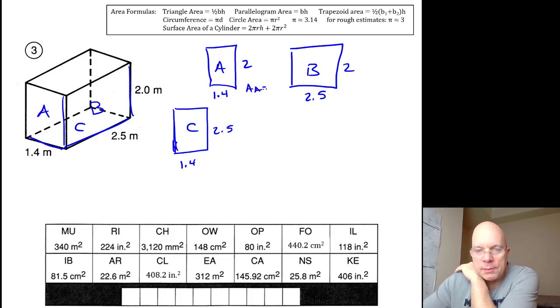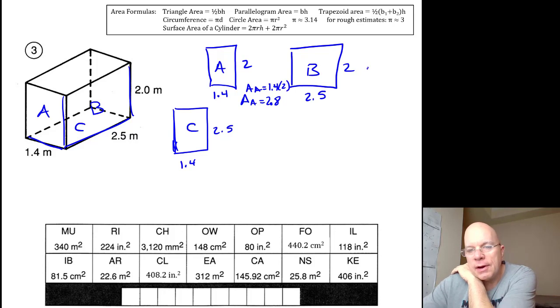Area A will be 1.4 times 2. So the area of face A is 2.8. The area of face B is 2.5 times 2. 2.5 doubled is 5.